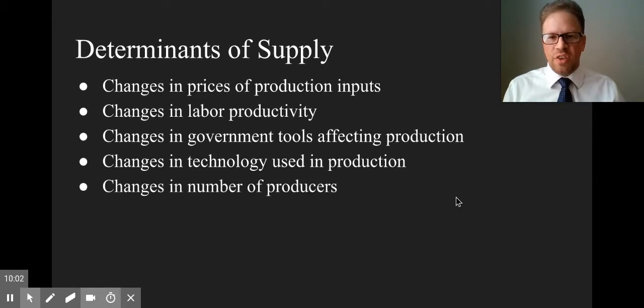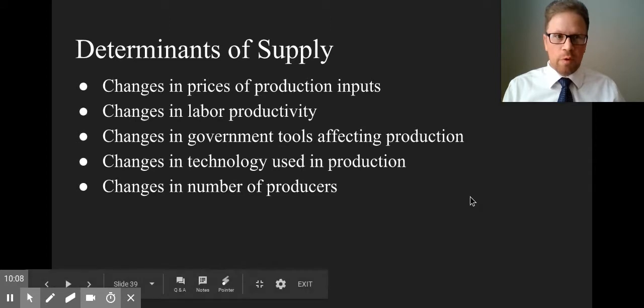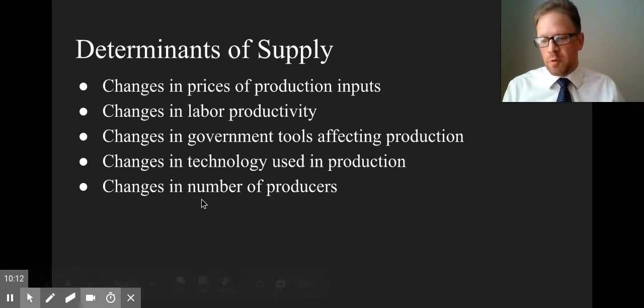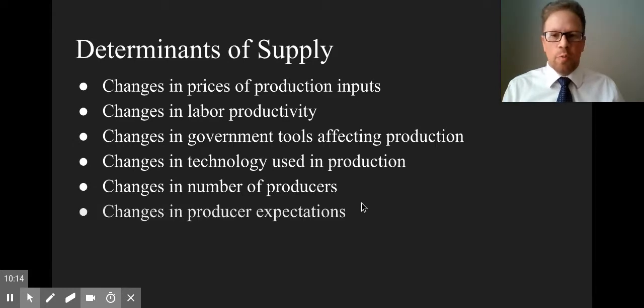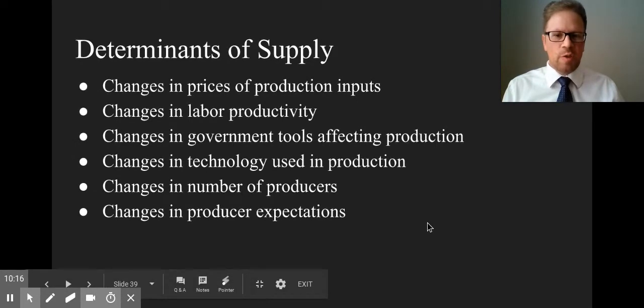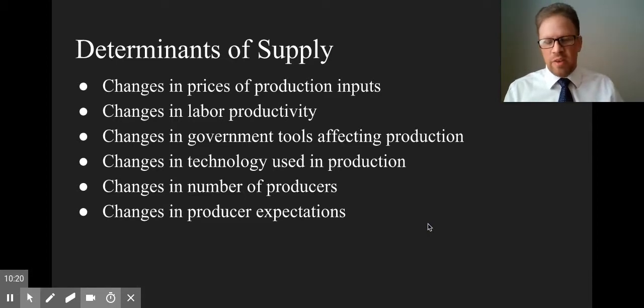Also, changes in number of producers. So if more businesses are producing a product, then you're usually going to see more of the product being produced. Less producers producing the product, you're usually going to see less of the product being produced. And also sometimes changes in producer expectations. If they expect something to happen to supply, they might start behaving in a fashion that might cause that to happen, even though it might not normally have happened in the first place.